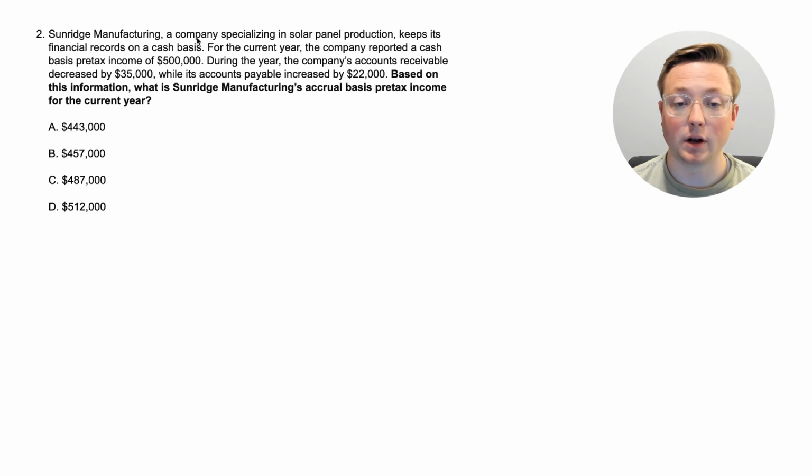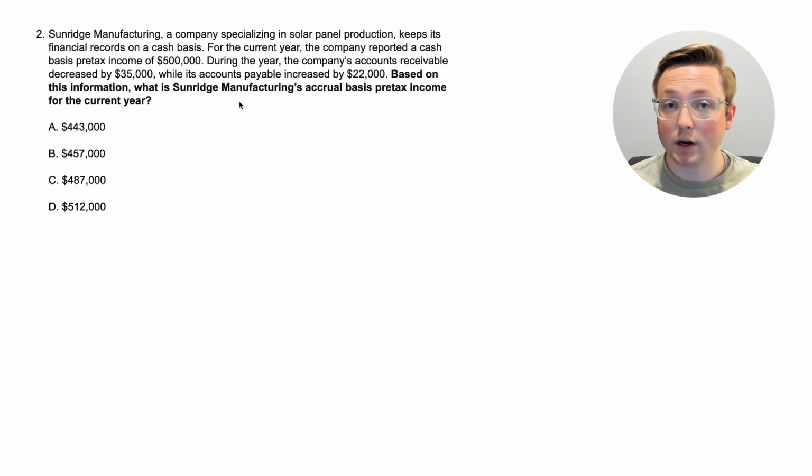Sunridge Manufacturing, a company specializing in solar panel production, keeps its financial records on a cash basis. For the current year, the company reported a cash basis pre-tax income of $500,000. During the year, the company's accounts receivable decreased by $35,000, while its accounts payable increased by $22,000. So based off of $500,000, a decrease of accounts receivable of $35,000, and an increase in accounts payable of $22,000, what is the accrual basis income compared to the cash income?